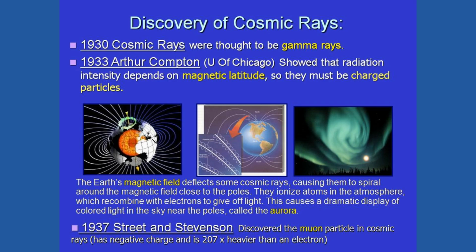Cosmic rays were thought to be gamma rays up to about 1930. Scientists like Arthur Compton noted that this radiation reacts with Earth's magnetic field, since radiation intensity is greater at the Earth's magnetic pole. Our magnetic field steers cosmic rays to the north and south poles, where they collide with gases in our atmosphere to produce auroras. In 1937, the muon particle was discovered in cosmic rays. It is commonly referred to as a terrestrial cosmic ray.